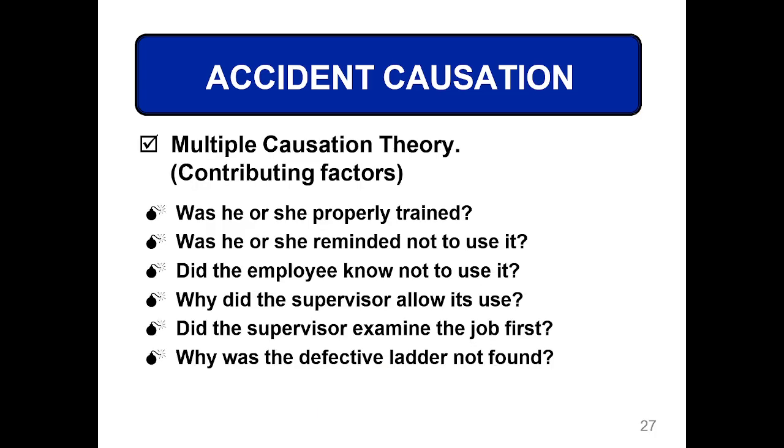The contributing factors to multiple causation theory are: was he or she properly trained? Was he or she reminded not to use it? Did the employee know not to use it? Why did the supervisor allow its use? Did the supervisor examine the job first? Why was it defective? So there are a lot of factors. Why was the defective ladder not found?